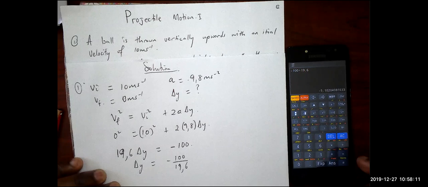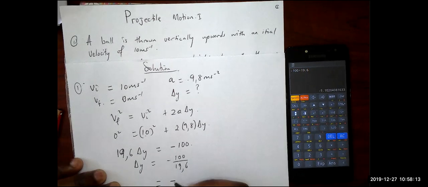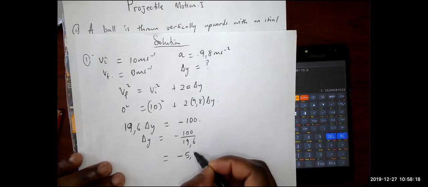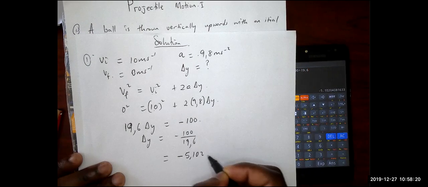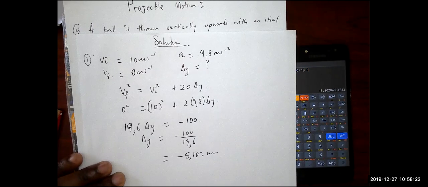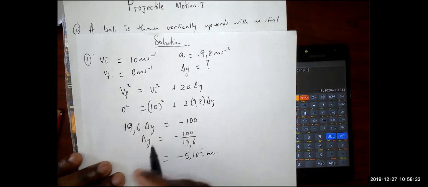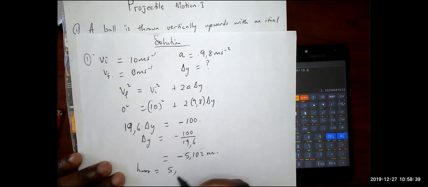What do we get there? We get negative 5.102 meters. Okay, but understand something here. This is height, and we just want distance. This is distance in this case. So we know that it's supposed to be positive. We can't have negative here, because it's just height. So we're going to say therefore height maximum is going to be equal to 5.1 meters. Okay, that's our answer there.